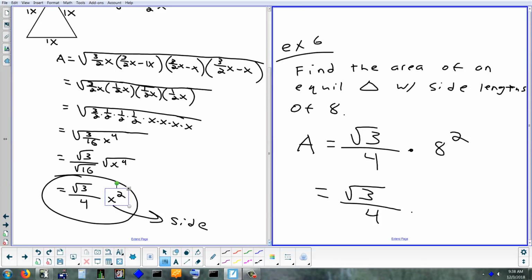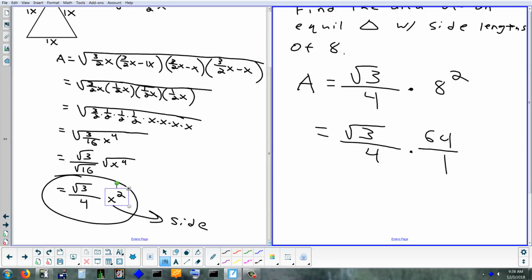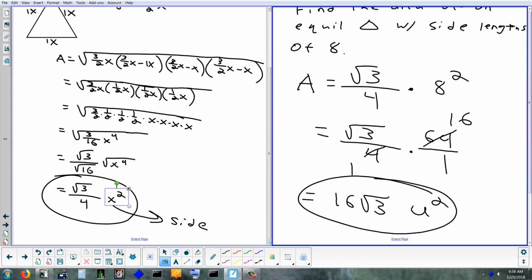Square root of 3 over 4 times 64. You could put 64 over 1 if you want. And then 4 goes into 64 how many times? 16. Yep. So all you're left with is the square root of 3 times 16, which we normally write this way: 16 square root of 3. And what was that length? 8. So 16 square root of 3 units squared. If they wanted you to do it out, you could just type it in and see what you got.